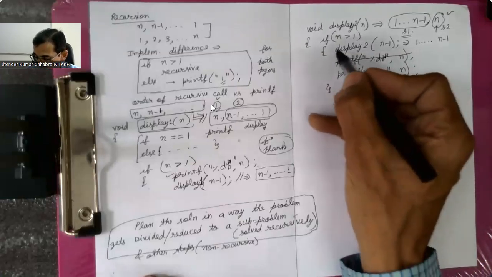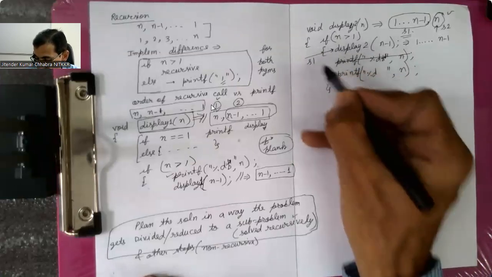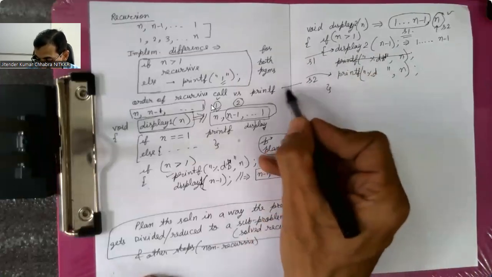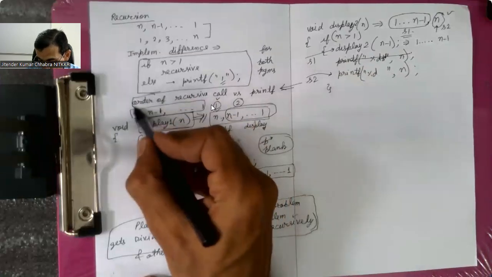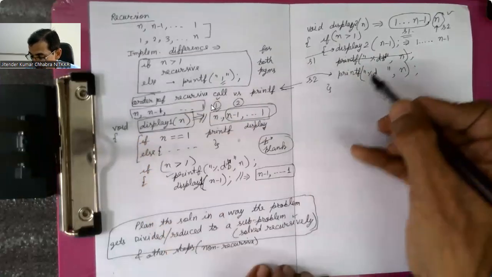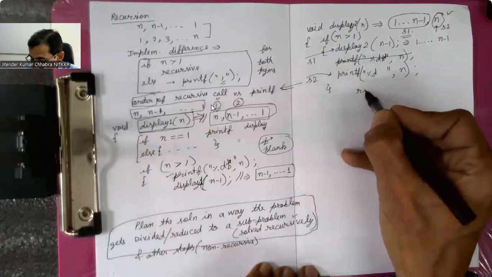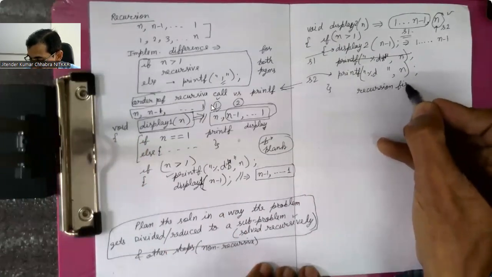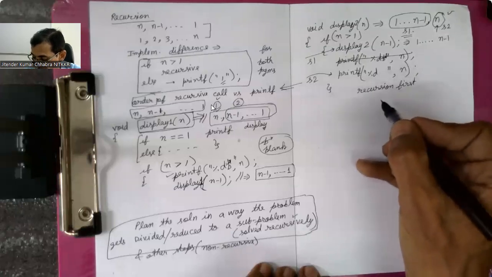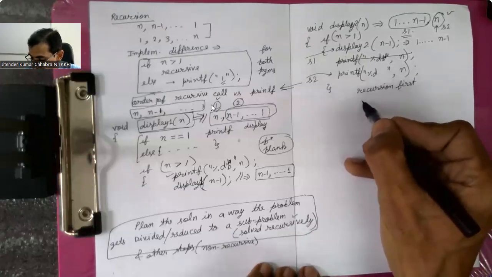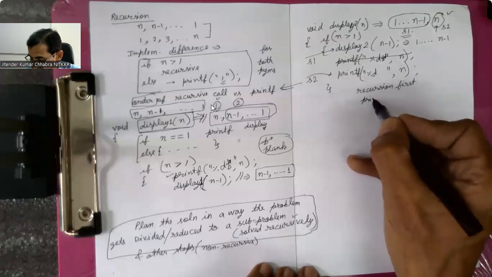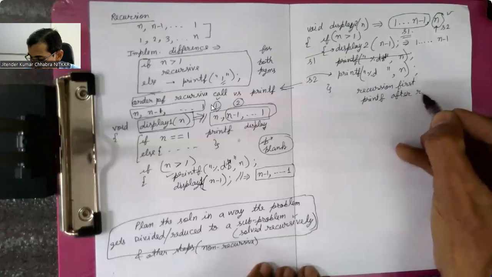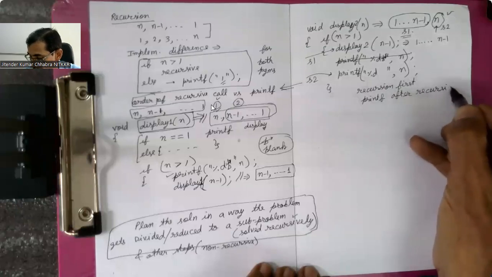And now you can say this is step 1, this is step 2. So the ordering of the recursive call, in this case, is recursion first and then display. Earlier it was printf first and recursion later. So this way it can be done, otherwise the rest of the logic is the same.